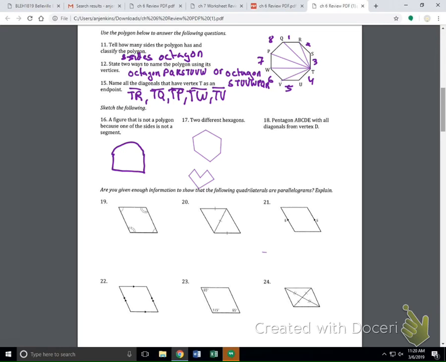Penta means 5. So, a pentagon ABCDE with all diagonals from vertex D. So, I drew my pentagon. And then you have to label it because it actually asks you specifics. So you have to have A, B, C, D, E. And then it's all the diagonals from D. So mine looked a little like this. Is this what yours looks like? Or similar with your shape?